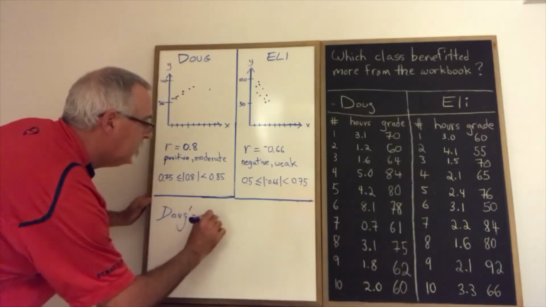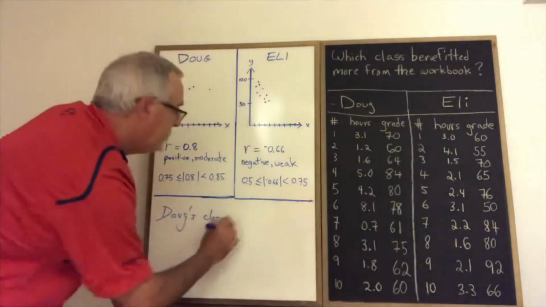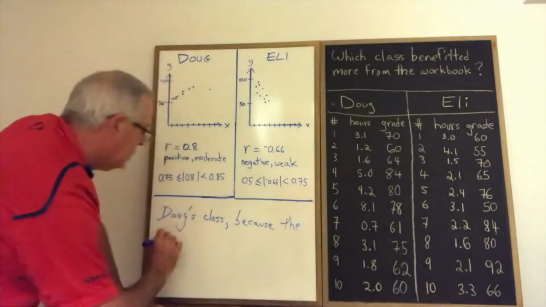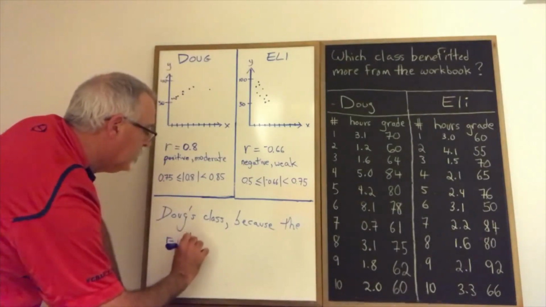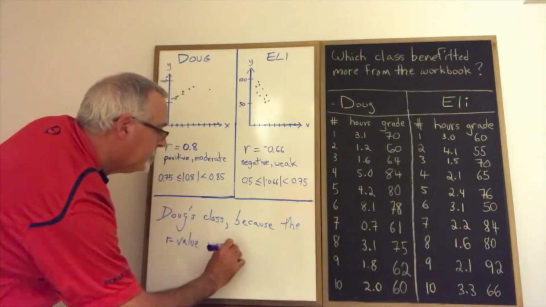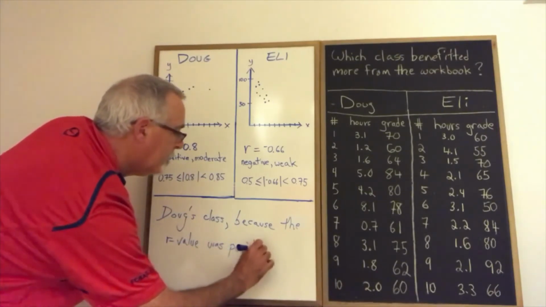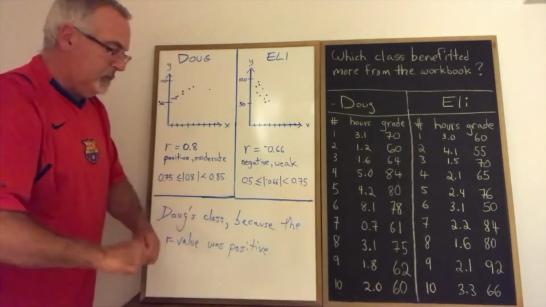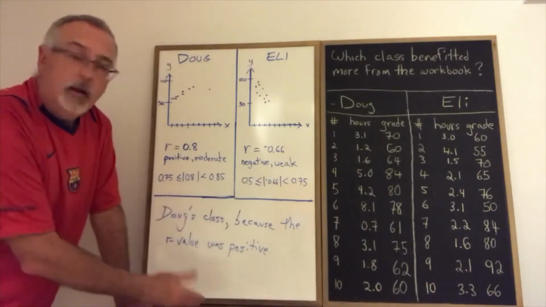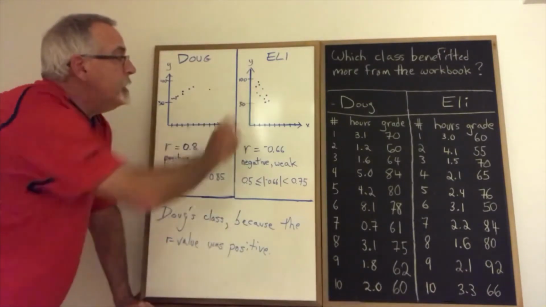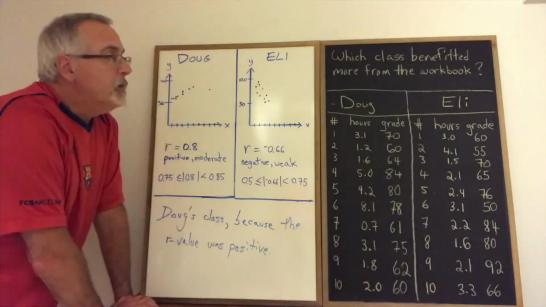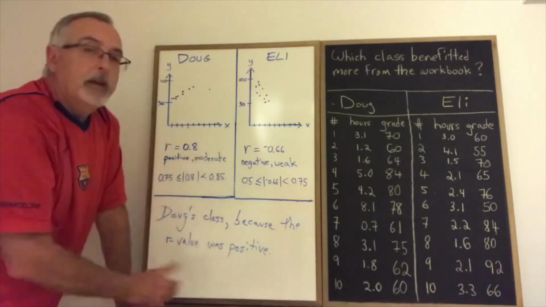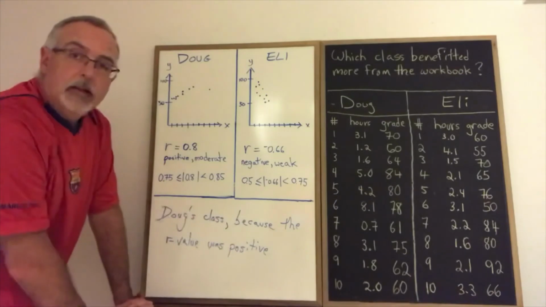Doug's class benefited more, and the reason is because the R value, the correlation coefficient, was positive. Mentioning that it's moderate and that is considered more of a correlation than weak can be said, but it's not really necessary, because the fact that there's a negative correlation in Eli's class means that students who spent time on the workbook actually got a lower grade in the course, so they didn't benefit at all. And I've covered that with this answer.